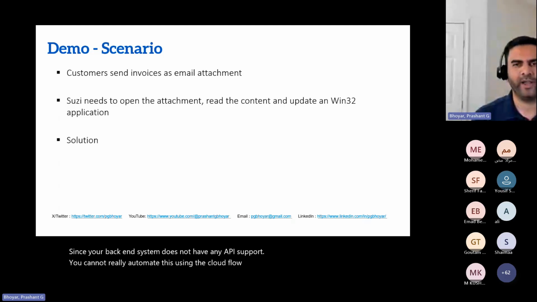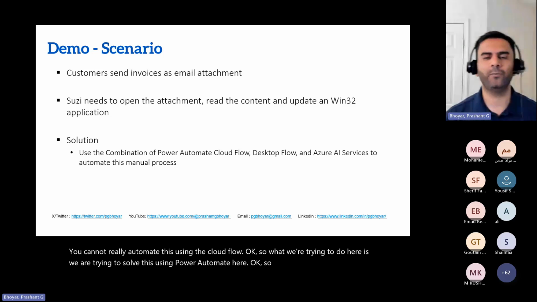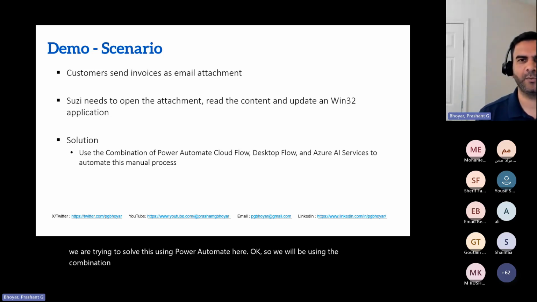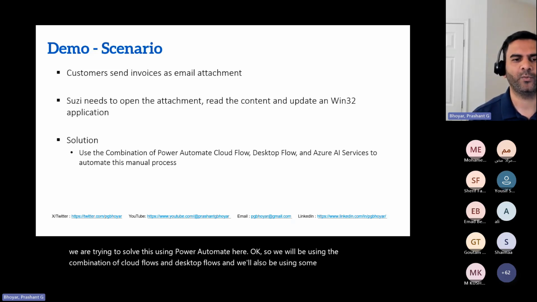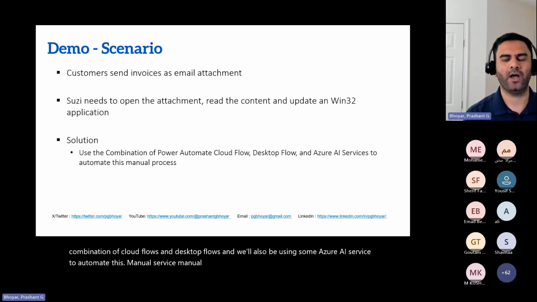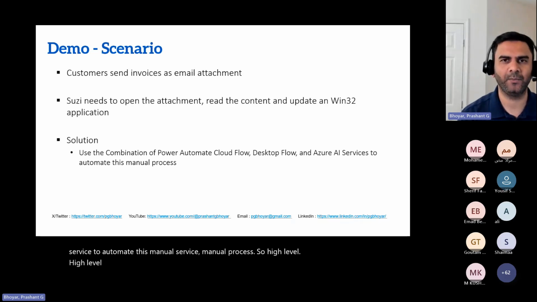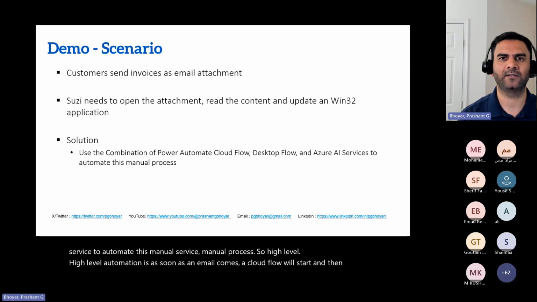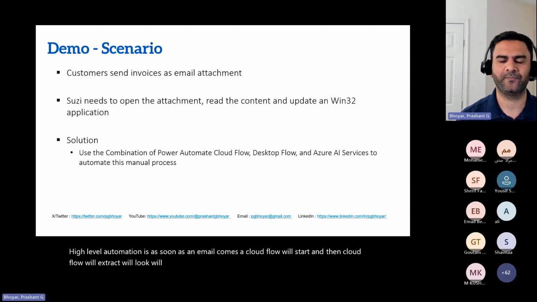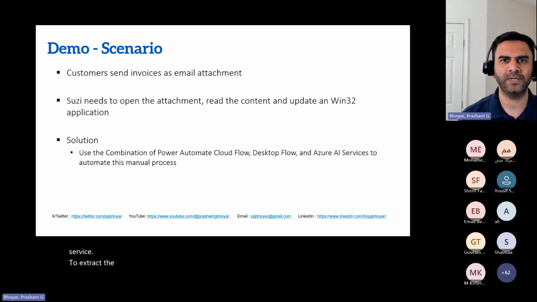Okay, so what we're trying to do here is solve this using Power Automate. We will be using a combination of cloud flows and desktop flows, and we'll also be using an Azure AI service to automate this manual process. At a high level, as soon as an email comes, a cloud flow will start, go through the attachments, and use the Azure AI service to extract the key information from the attachments.